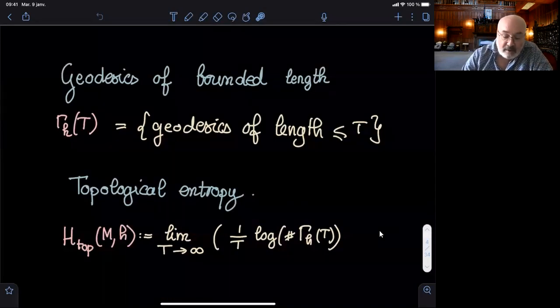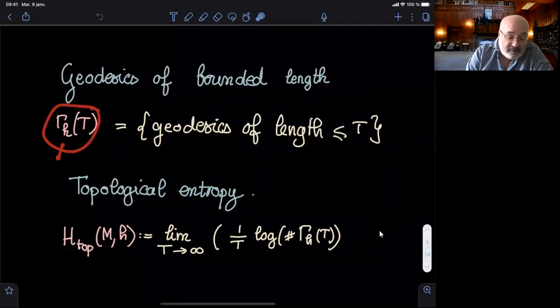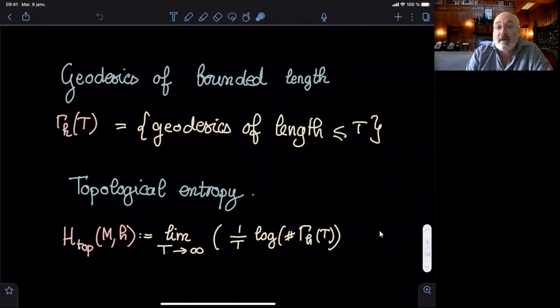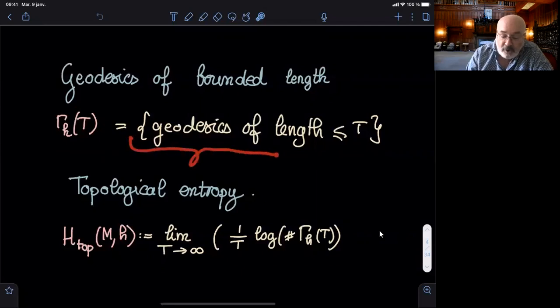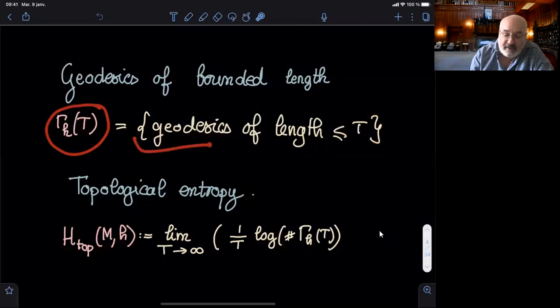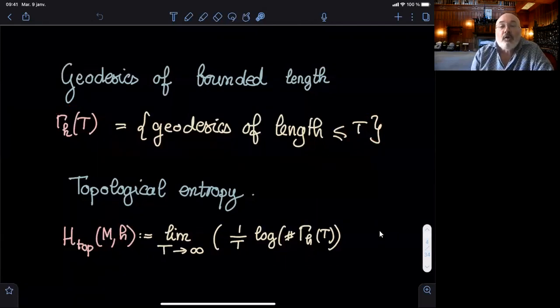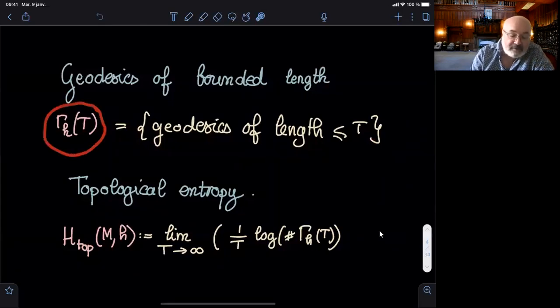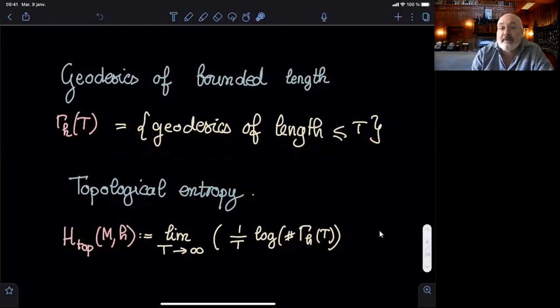You consider the space which is called Gamma_h(t). So h is to emphasize the fact that this depends on the ambient metric, and t is a real number. And this is just the space of closed geodesics of length smaller than t. And what is not very difficult to show is that this set is a finite set. So a way now to count is to understand what is the asymptotics of this number Gamma_h(t) in terms of t.